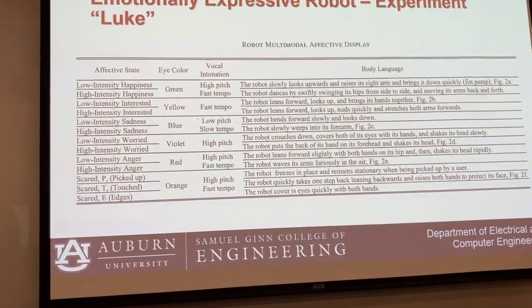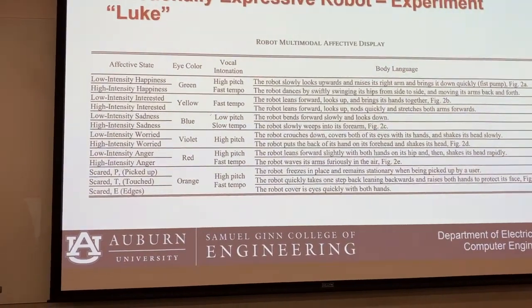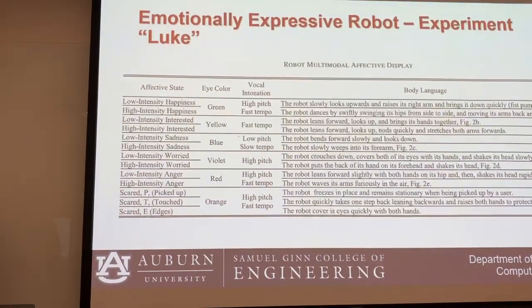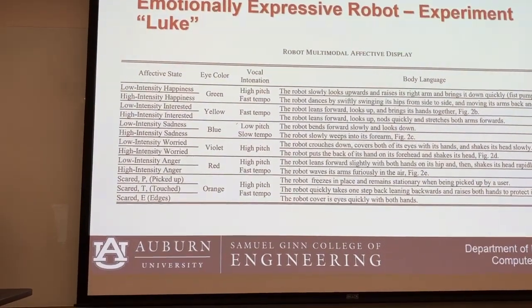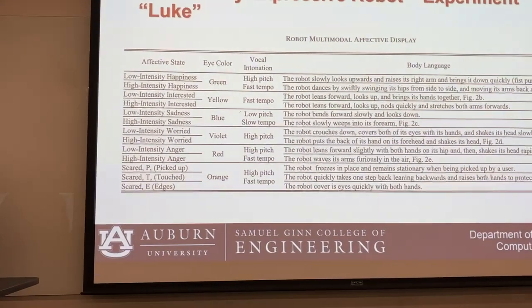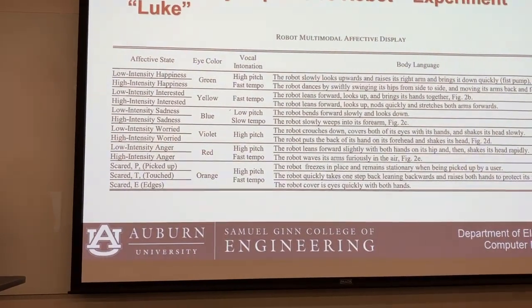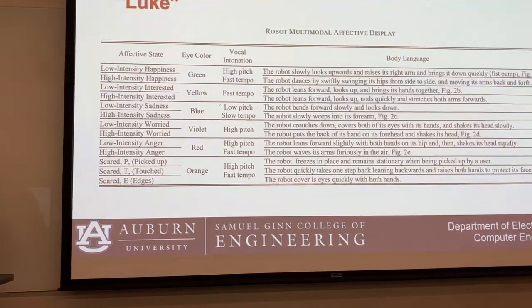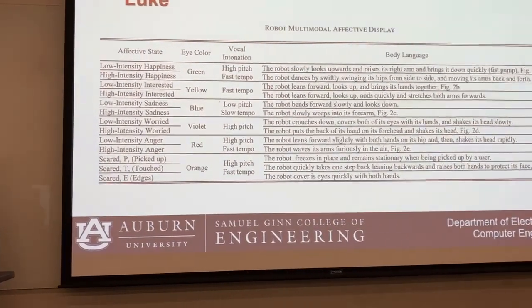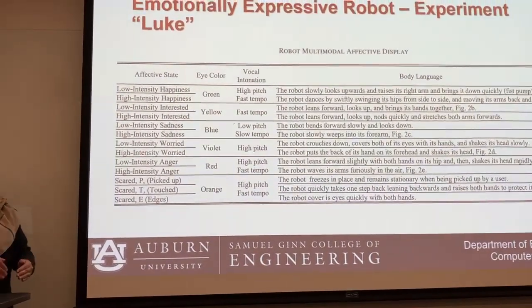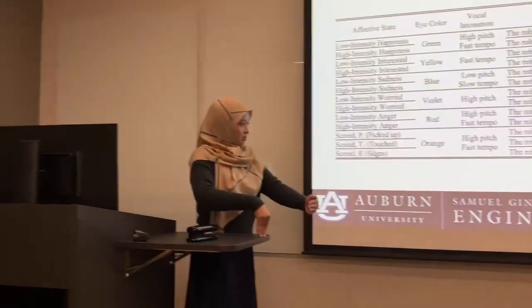When the robot is picked up, it will freeze in place and remain stationary when being picked up by a user. And the robot quickly takes one step back, leaning backwards, and raises both hands to protect its face when it's touched. And the robot covers its eyes quickly with both hands if it's on the edge of the table, because the user is here and the robot itself is on the edge of the table.